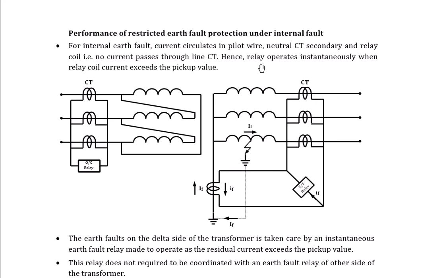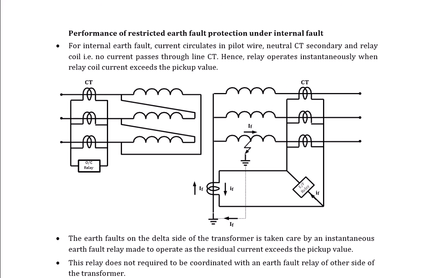Performance of restricted earth fault protection under internal fault: whenever any internal fault is present, if the winding is connected with the metal body, or any person touches the metal body, then in that case current circulates in the pilot wire, neutral CT secondary, and the relay coil has a current. When this current reaches the pickup value, the relay will operate.